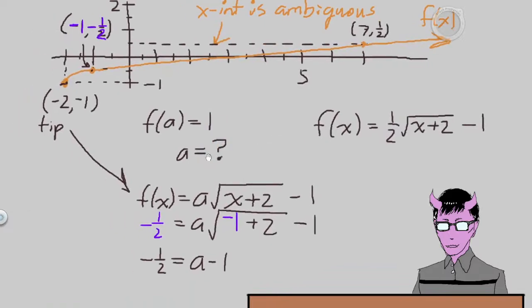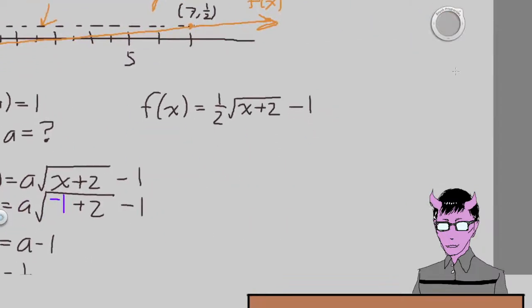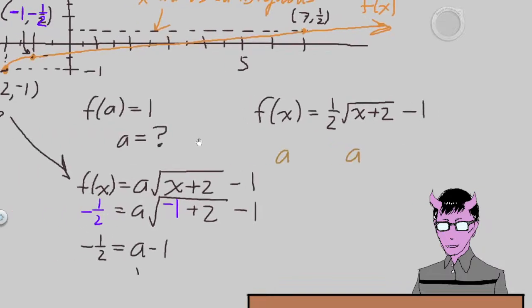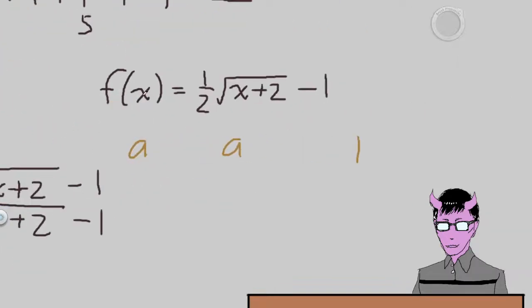What are we asked to find? This thing. Right there. So we are told that an a input will result in a 1 output. So a input should result in, what was it? A 1 output. Alright, so there we go. This is going to be f of a.